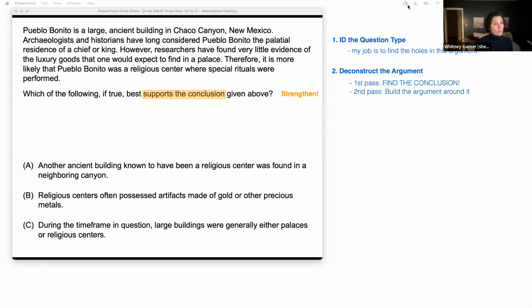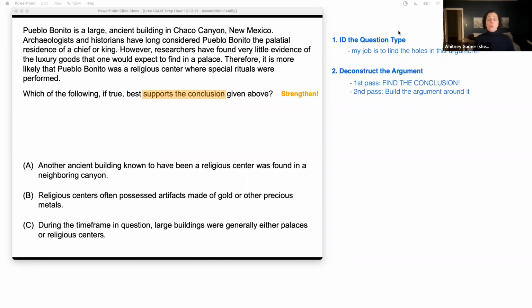As I read the argument, I'm looking for key language. Pueblo Bonita is this large building. Here's where it's located. People have thought about this place as a palace for a very long time. People believe that, but it's a fact. The fact that people believe it, right? That's a fact. So me saying archaeologists and historians have long considered this place a palace, I'm stating a fact. They've long considered it that.